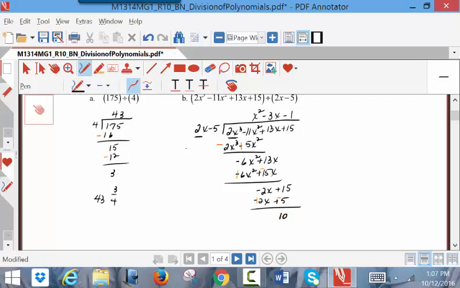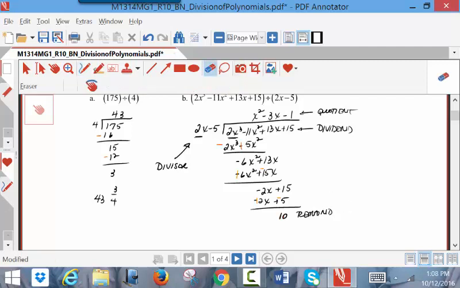So, don't forget your words. The 2x minus 5 is your divisor. The x squared minus 3x minus 1 is your quotient. This 2x cubed minus 11x squared plus 13x plus 15 is your dividend. And the remainder is 10. Okay, there's all my words. There's all the terminology.